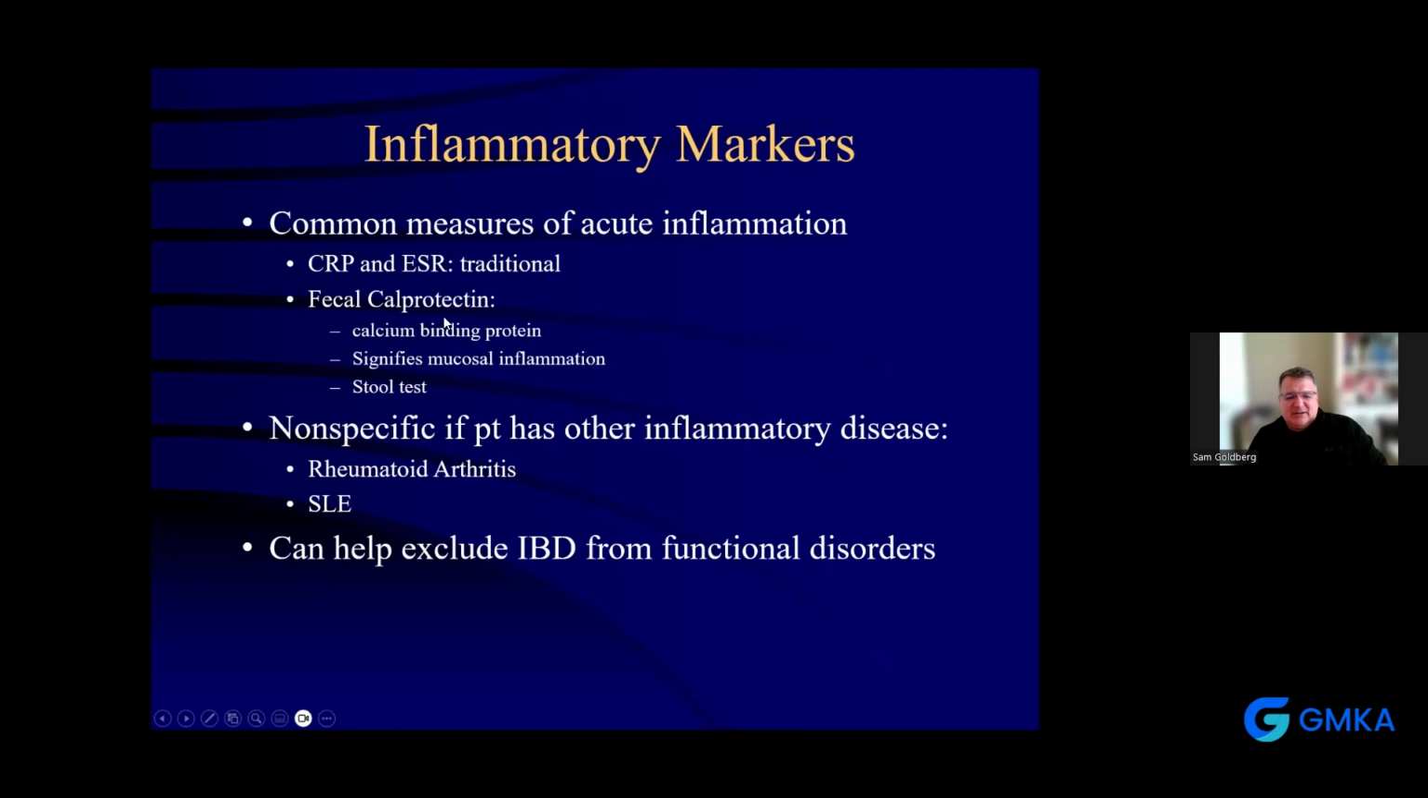These CRP and sed rate especially are non-specific if the patient has other disease like rheumatoid arthritis, lupus, and so that's where the fecal calprotectin is more accurate.